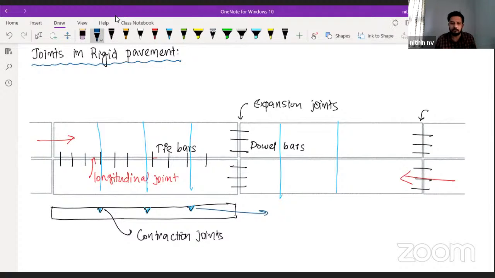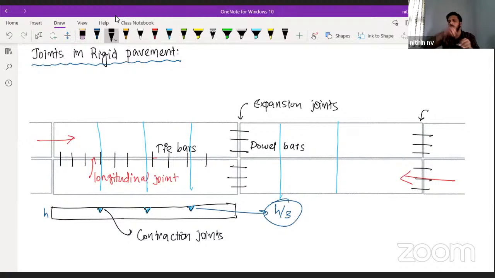Suppose the thickness of the slab is h, generally we may give around h/3. It may vary actually. Sometimes we may give 1/4 of the thickness, sometimes slightly more than that also. On an average we may give h/3 of the thickness. Since we are removing the material and making a gap there, we will fill it with some elastic material.